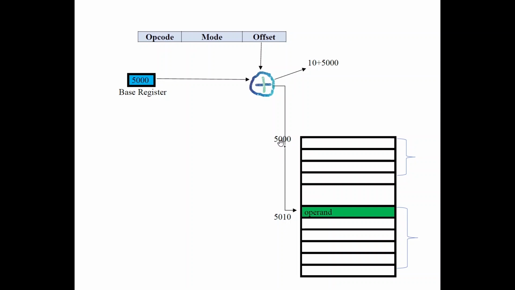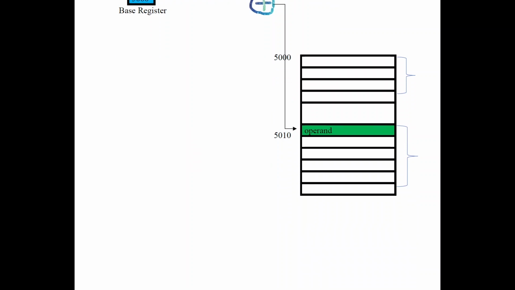The base address means the starting address in case of any data structure like lists, arrays. So in case of arrays, the starting address, that is the base address, is 5000, and then we are adding the offset value with the base register and getting the effective address, that is 5010, which holds the operand in the memory location 5010. So this is all for base register.